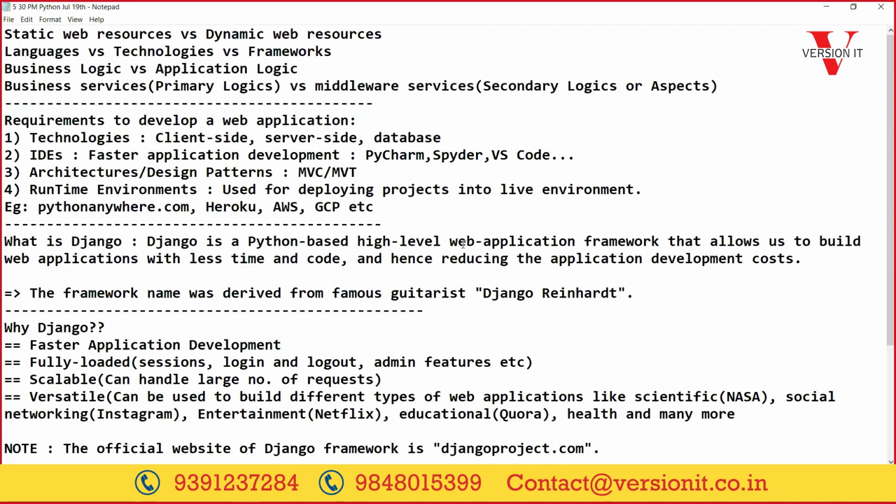And how has this framework got its name? It was named after a person, Django Reinhardt, a guitarist. So Django, the name was derived from that guitarist. And how did Python come? Why was it named Python?